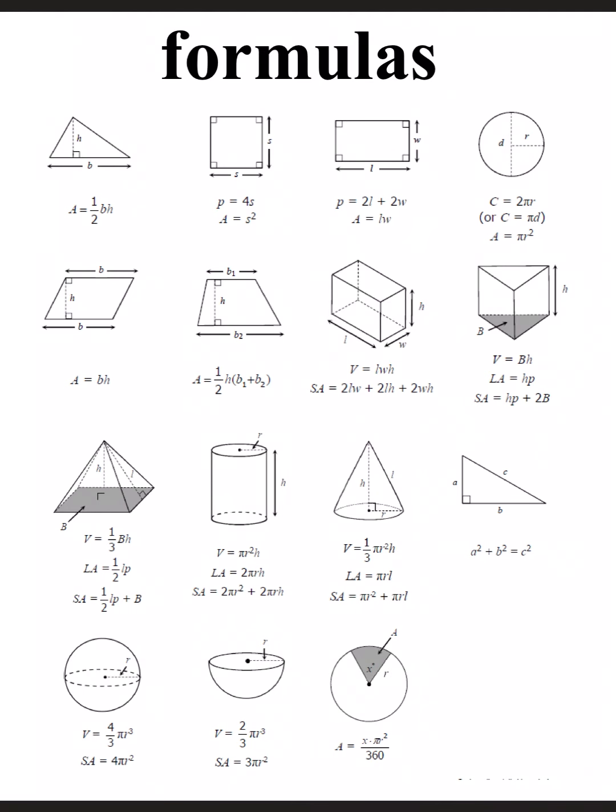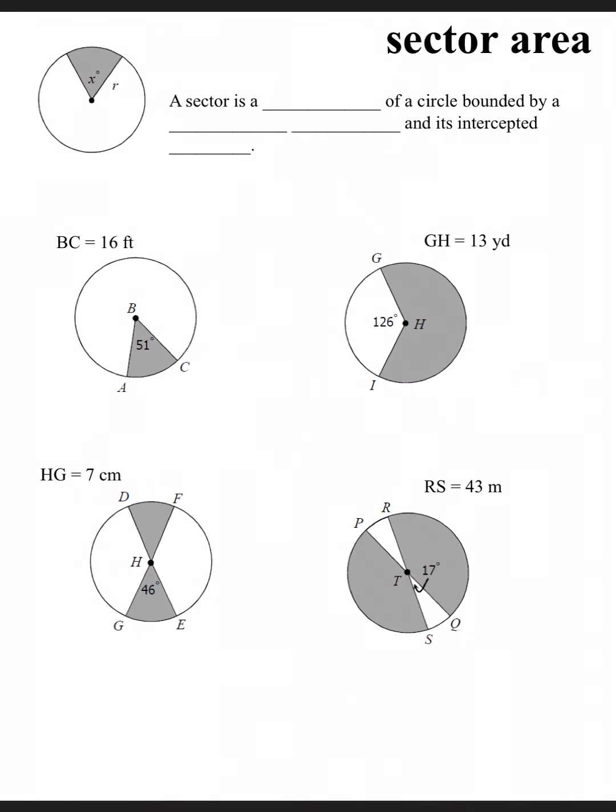Go back to your formula sheet. It's this last one here, and area is x times pi times radius squared divided by 360. Let's talk about the area of a sector.